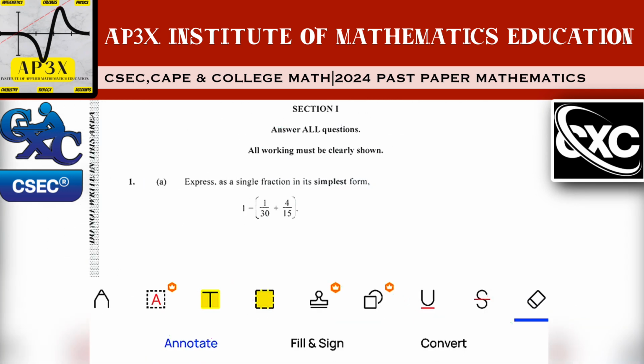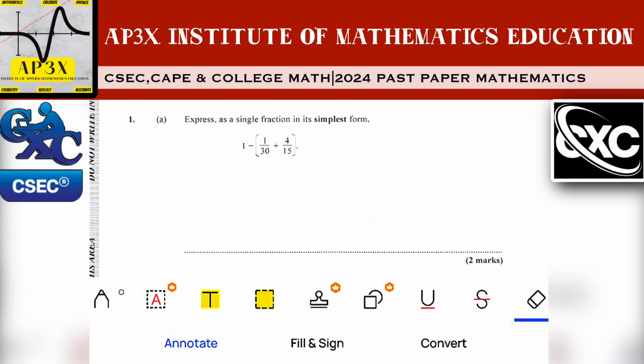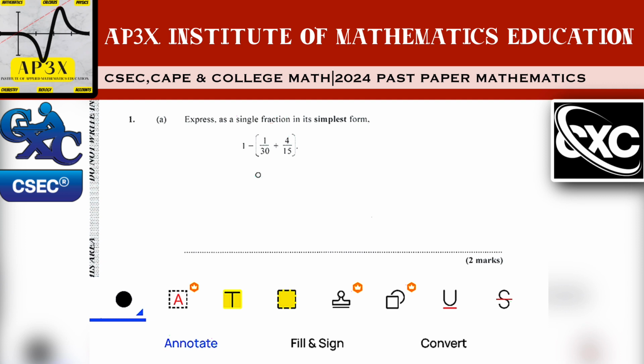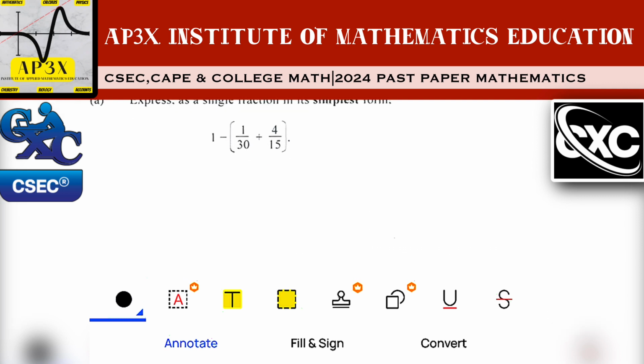It says here that for question 1a, we are to express as a single fraction in its simplest form 1 minus open bracket 1 over 30 plus 4 over 15. PEMDAS takes precedence here, so we are going to work out what is in the bracket first. So here we go.